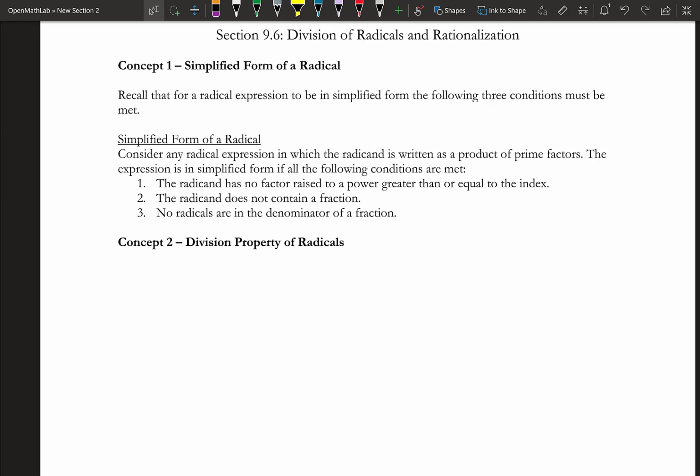So recall that if a radical expression is simplified, it has to meet three conditions. And just a reminder, if I have, say, the cubed root of x squared, that x squared is called my radicand. It's the part underneath the radical, and this number here is called the index. And that symbol, the square root symbol, is called a radical.